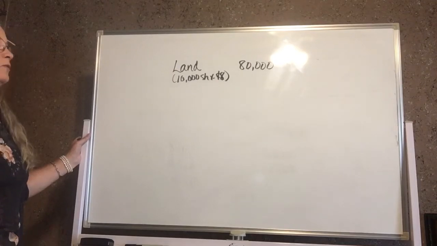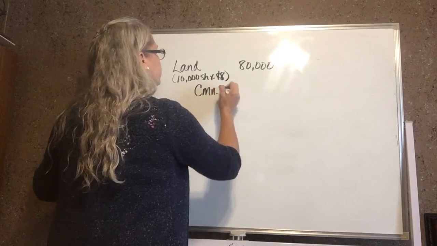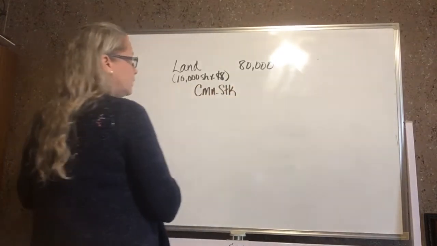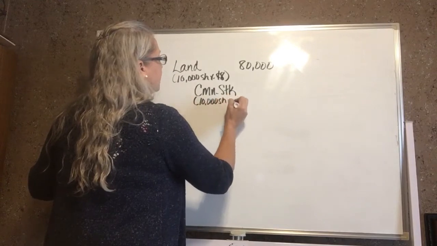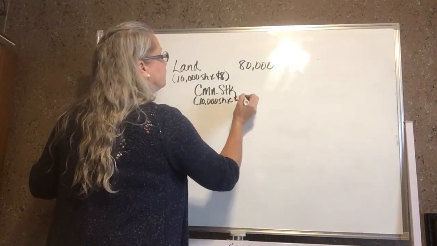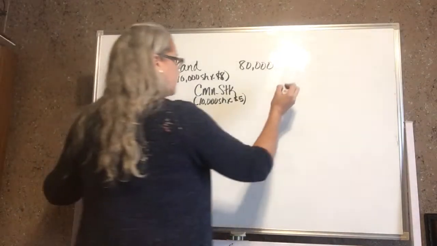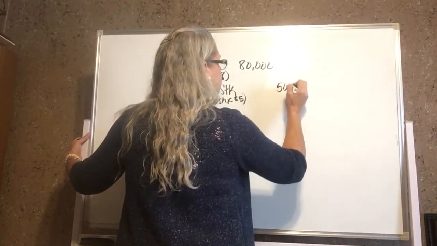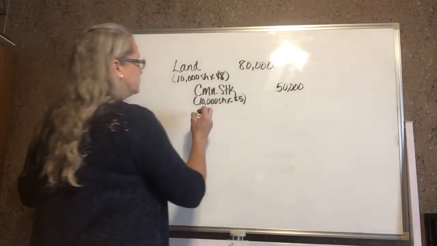Okay, what am I giving up? I'm giving up common stock. Well, how much? 10,000 shares at a legal capital of $5 par. So $50,000 worth of common stock. And the difference, again, goes to paid-in capital on common.